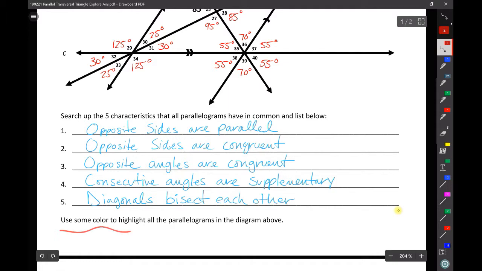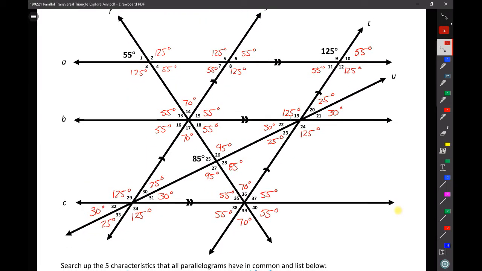Now, this last part where I asked you to use some color to highlight all the parallelograms in the picture above, let's take a look at what we've got there. So there's actually 3 parallelograms up here. There's this first one right here that contains angles 8, 11, 15, and 19. There's actually another parallelogram right here containing all of these angles. There's actually a third bigger parallelogram right here, and all of these properties that we just discussed below are going to come into play with all of those.